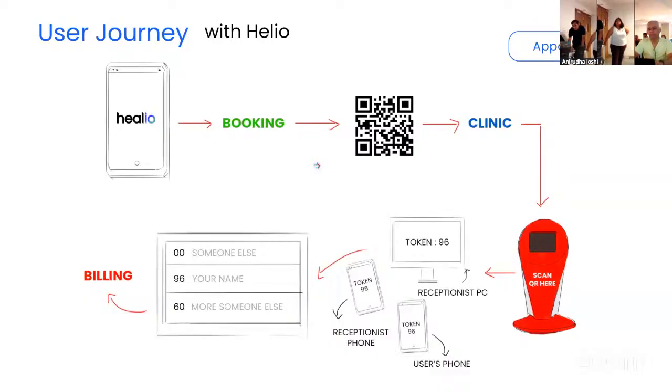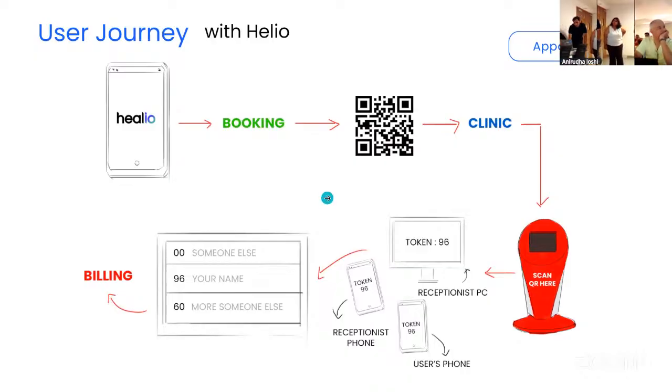But then we realized that it is not tackling all of the issues that we are facing as of now. So we tried to go back to a flow of how we do things. That's when we came up with this flow of how a person can go through booking with ease. They start with our application, they book it, they get a QR code, they go to the clinic, they scan that QR code in the clinic, and then they get the token. Either the receptionist can get the token on their PC or phone, and even the users have it.